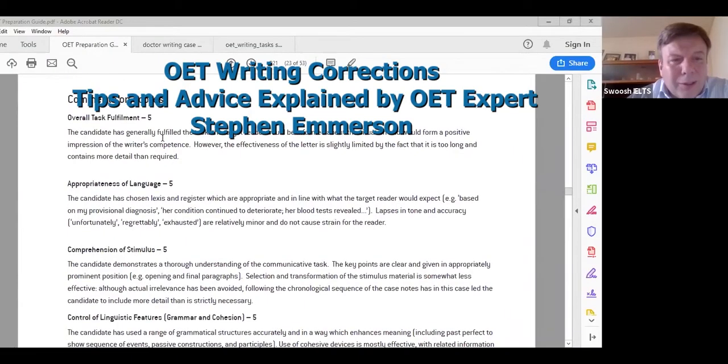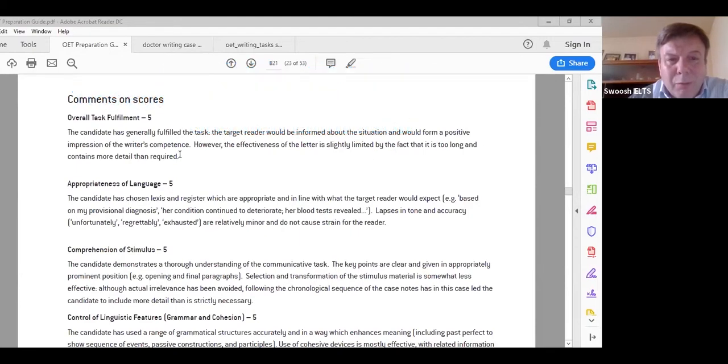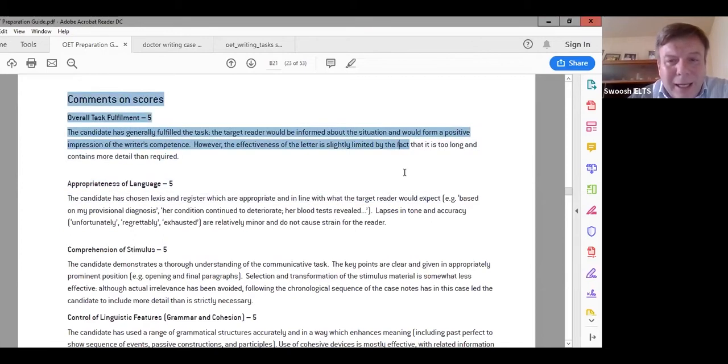So overall task fulfillment, the candidate has generally fulfilled the task. The target reader would be informed about the situation and would form a positive impression of the writer's competence. However, the effectiveness of the letter is slightly limited by the fact that it's too long and contains more detail than required. So that means what they're saying is that basically the person has written in chronological order.